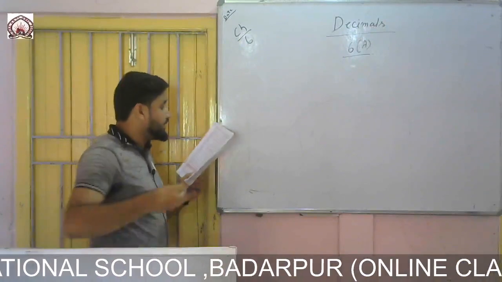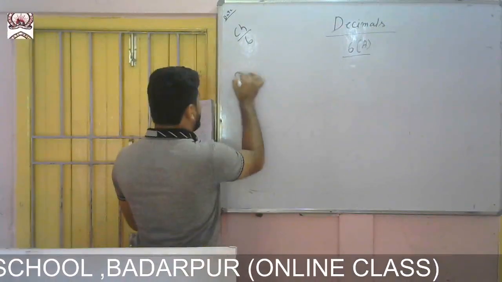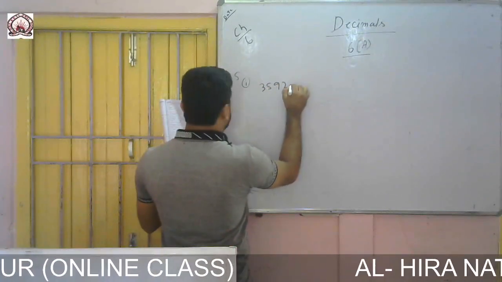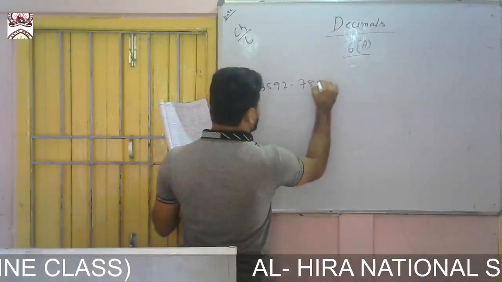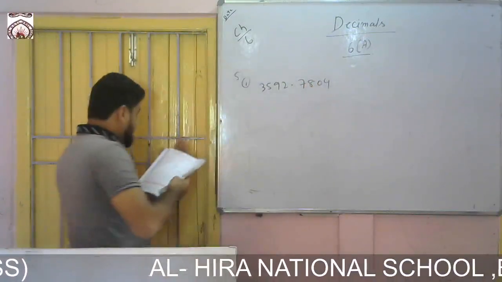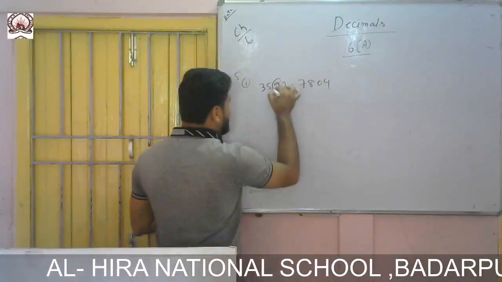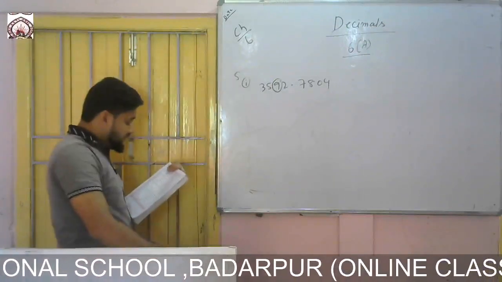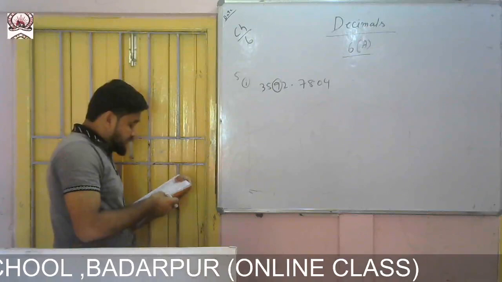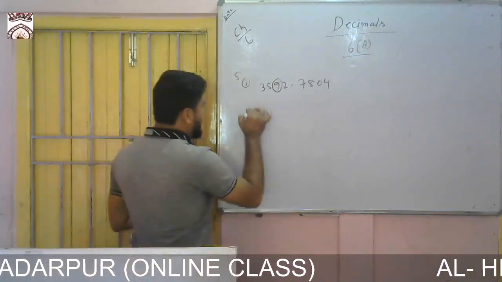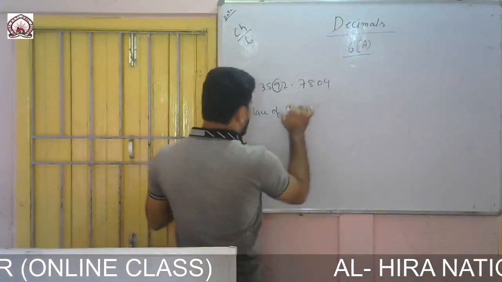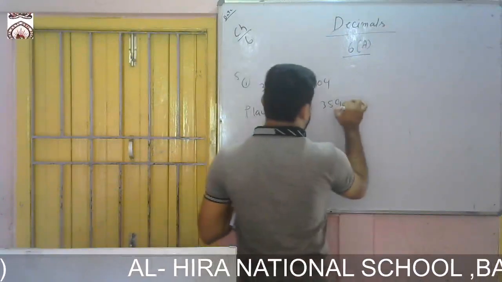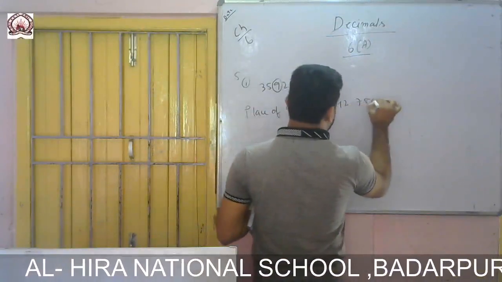So see question number 5. So 5 number 1. Number 1 what is there? 3592.7804. So what you have to write? Place value of 9. Place value of 9 you have to write. So place value of 9 will be what? So write place value of 9 in 3592.7804.